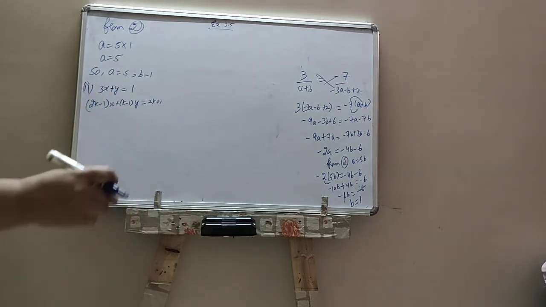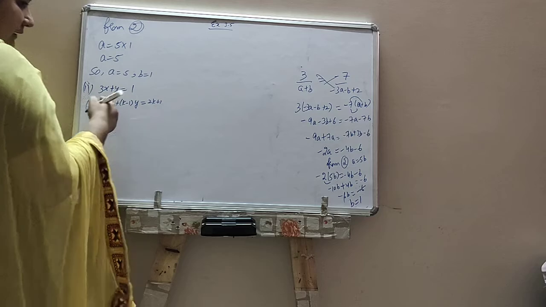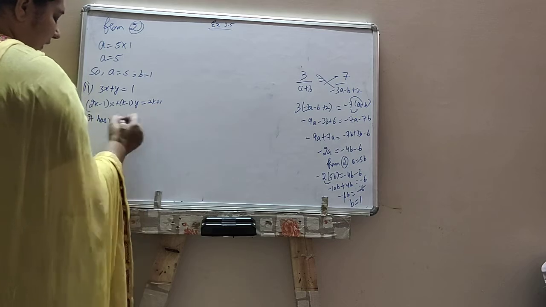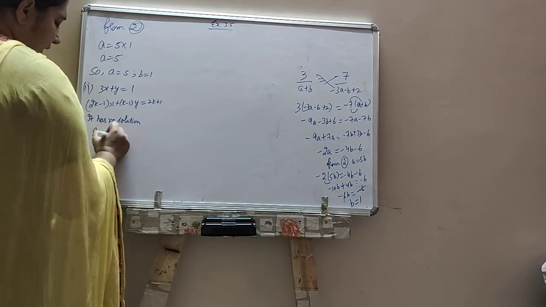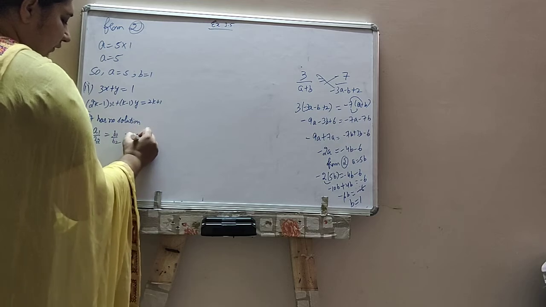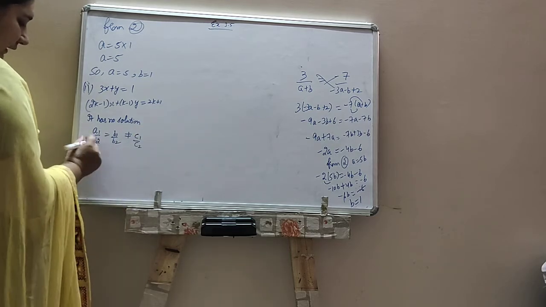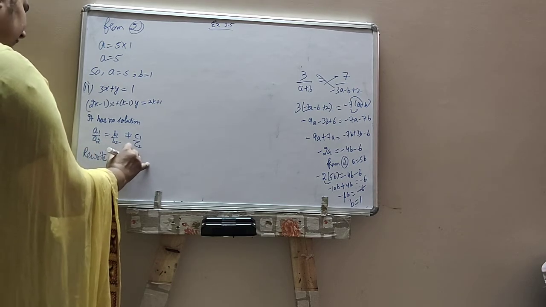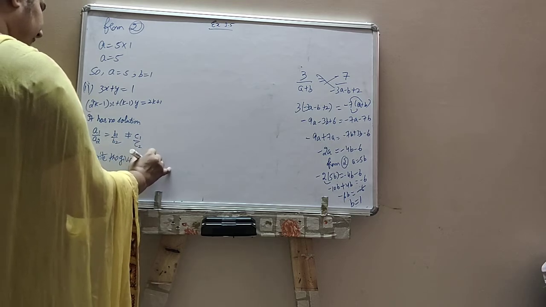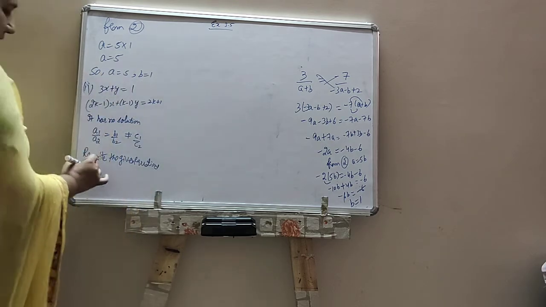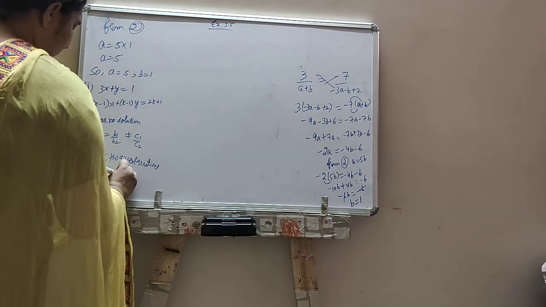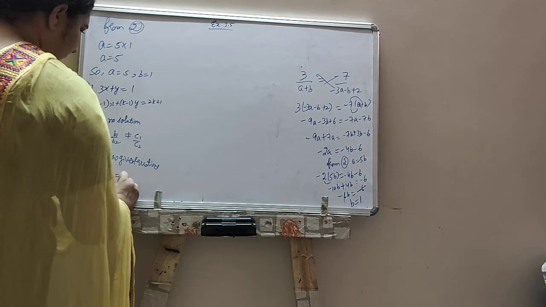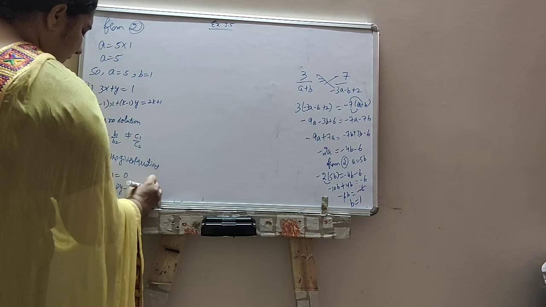Yes, now again rewrite it. They are saying it has no solution. So the condition for no solution is a1 by a2 is equal to b1 by b2 is not equal to c1 by c2. So rewrite the given equations after shifting the constant term. So 3x plus y minus 1 equal to 0, 2k minus 1 x plus k minus 1 y minus 2k minus 1 equal to 0.